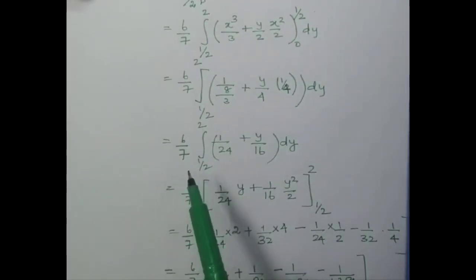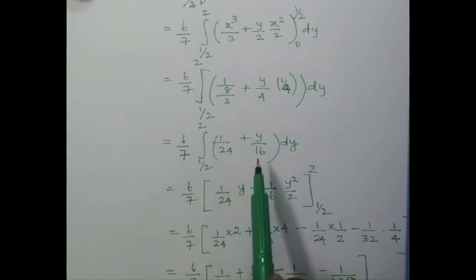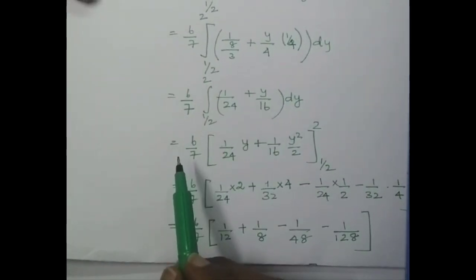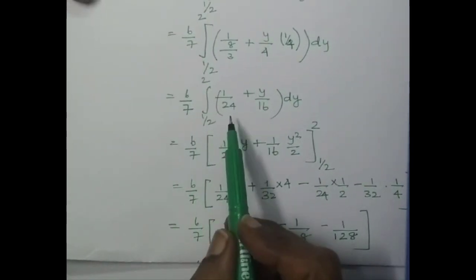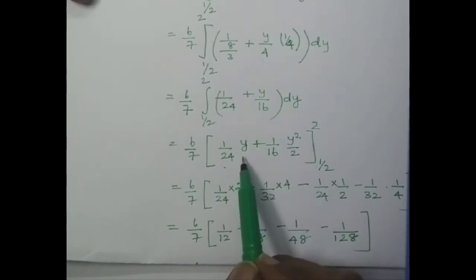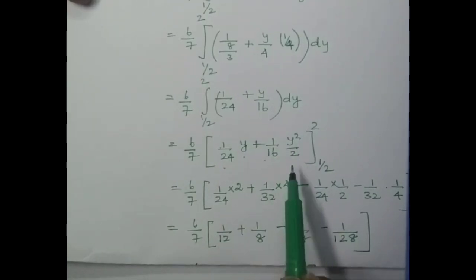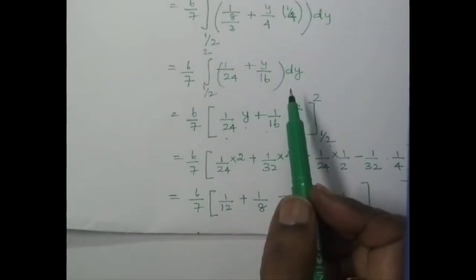So it is 6 by 7 integral 1 by 2 to 2, 1 by 24 plus y by 16 dy. So this is equal to 6 by 7. This has to be integrated with respect to y. 1 by 24 integral dy is y, plus 1 by 16 integral of y is y square by 2, between the limits 1 by 2 to 2.